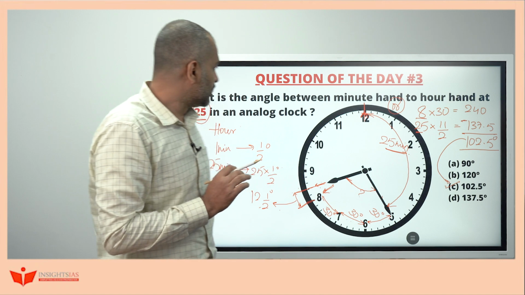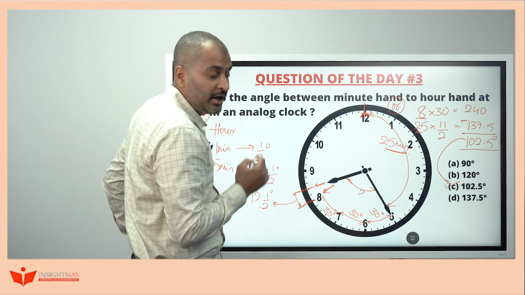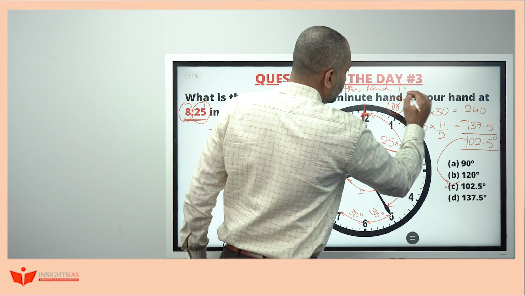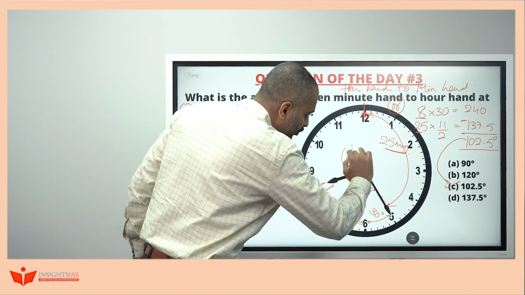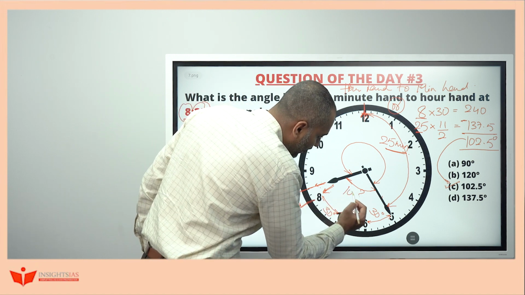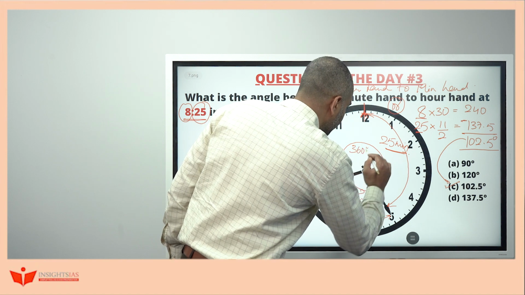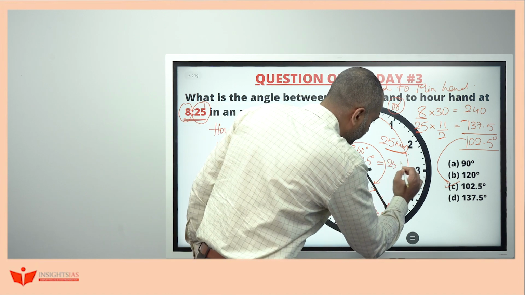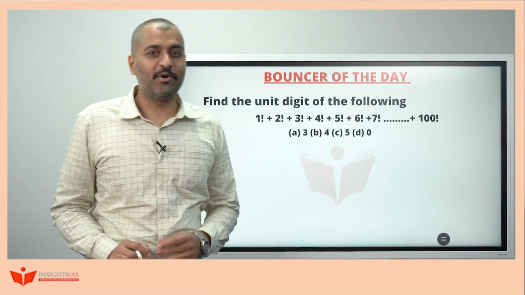And one more fact here. See, what is the angle between minute hand to hour hand? Means this angle he is asking. If the question is, what is the angle between hour and minute hand? Hour and minute hand means this is the hour hand, then the minute hand. This is the angle he will be expecting. So if this angle is 102.5 degrees, this angle is nothing but what? 360 degrees minus 102.5 degrees. So the answer would be 257.5 degrees.